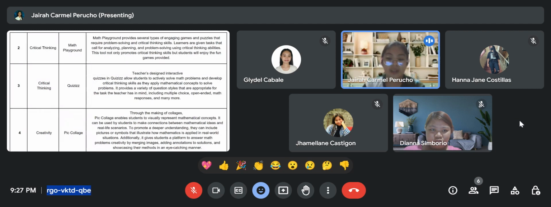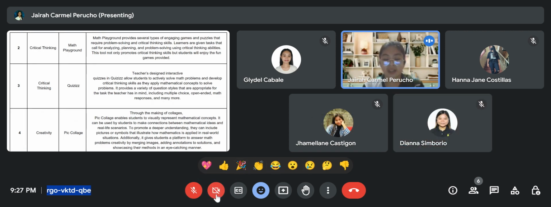It also provides a variety of question styles that are appropriate for the task the teacher has in mind, including multiple choice, open-ended math responses, and many more. Also, there are some features that students can use for studying, like flashcards. So that is for kindergarten to grade three.